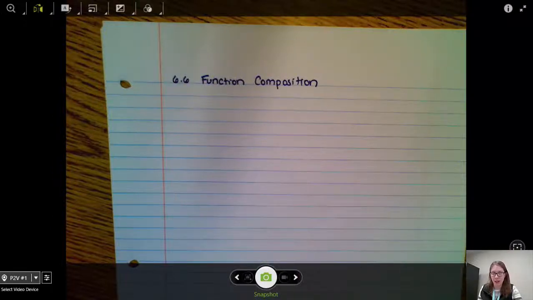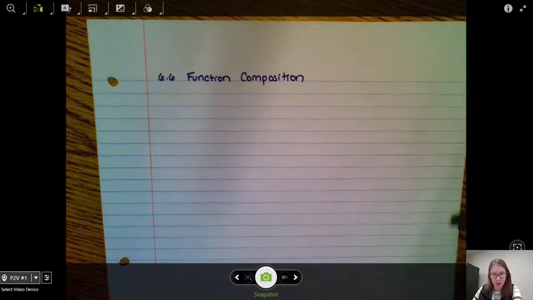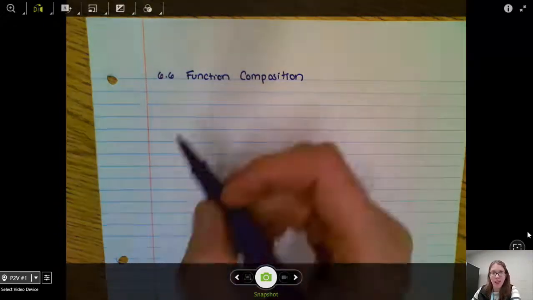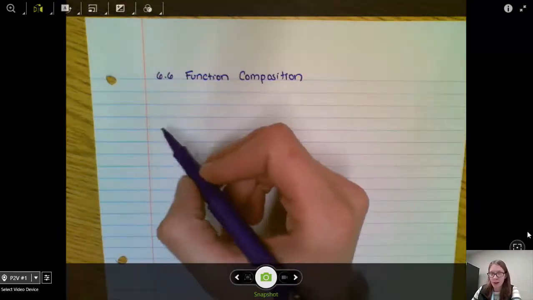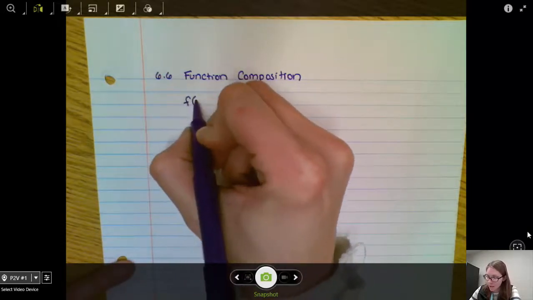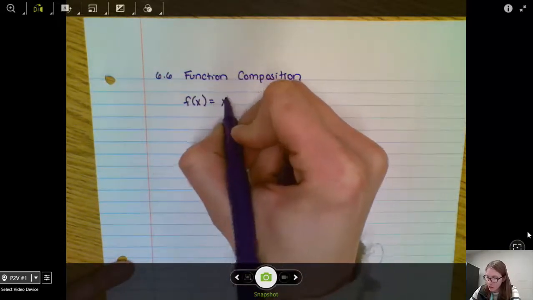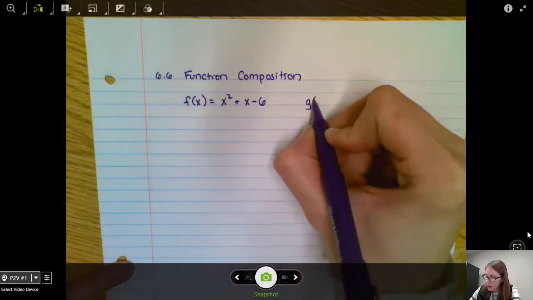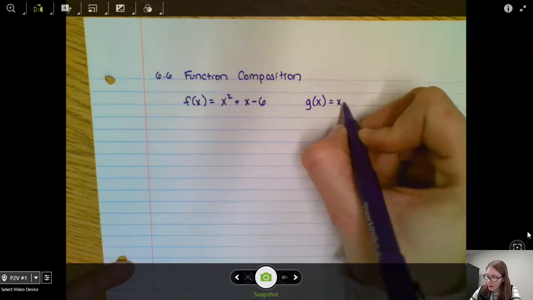We saw yesterday that we can add, subtract, multiply, and divide different functions the same way that we can do those operations with regular numbers. There's one other operation we can do with functions, and that's called function composition. To show you what function composition is, let's use these two functions, f of x equals x squared plus x minus 6, and g of x equals x minus 2.